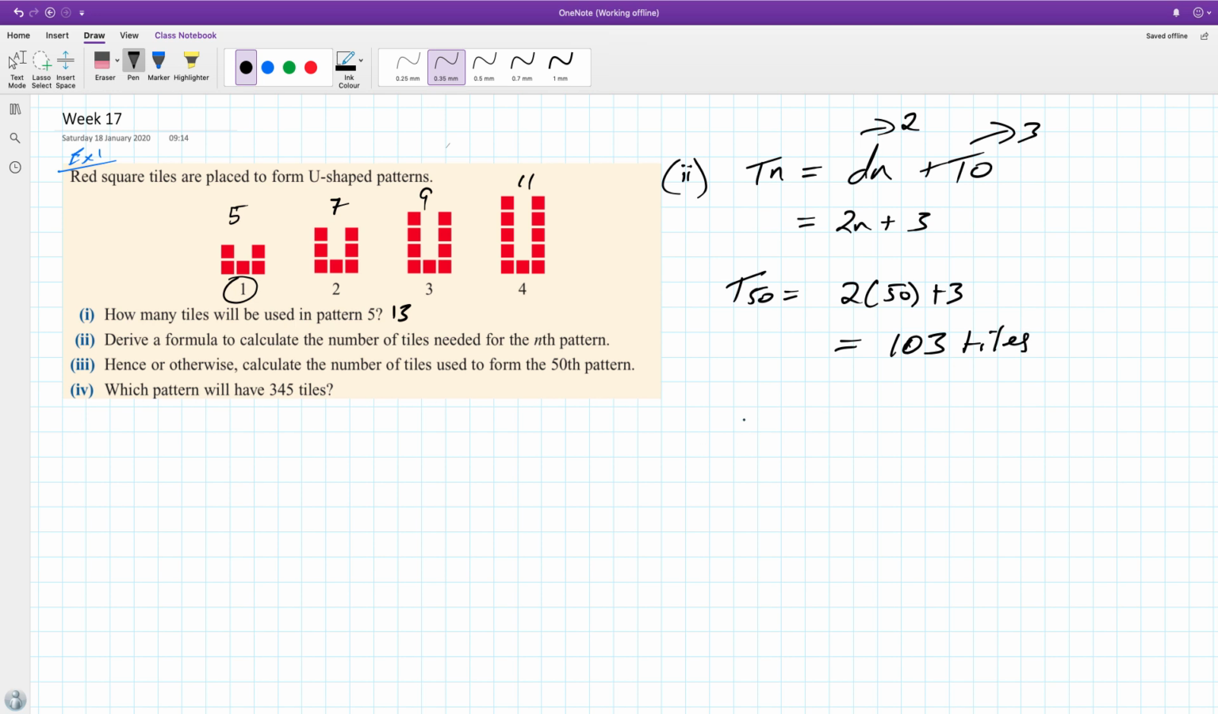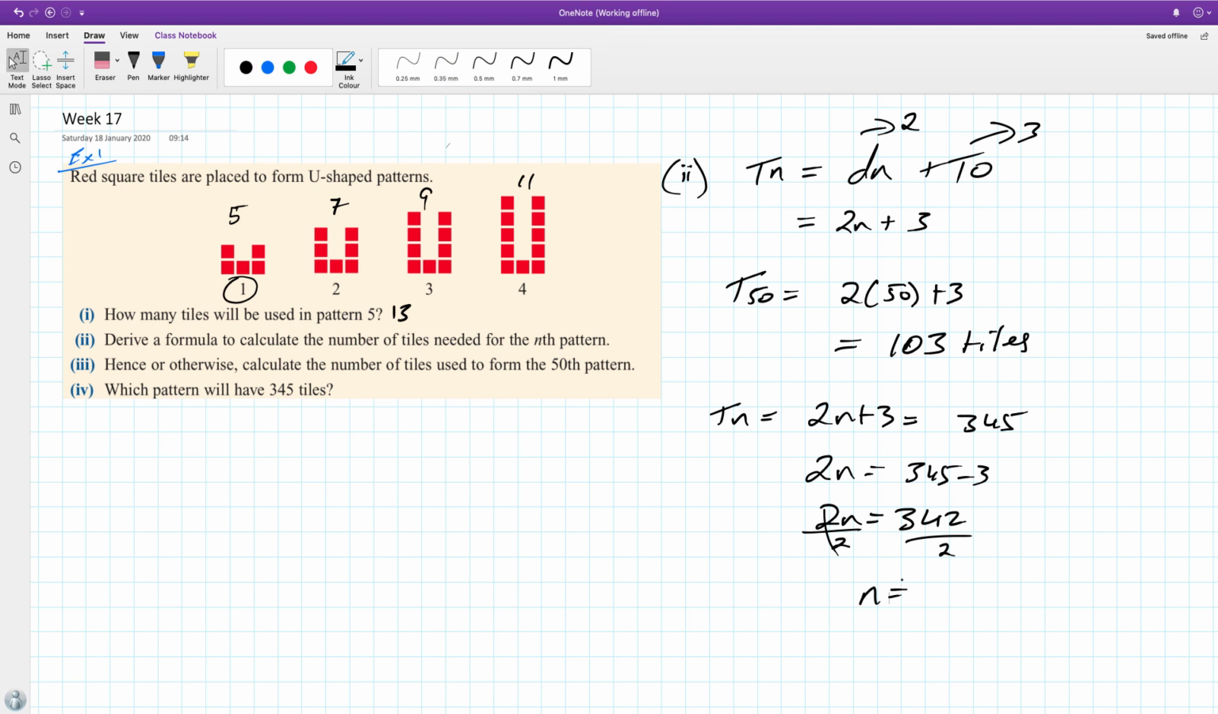And which pattern has 345 tiles? Tn is equal to 2n plus 3 is equal to 345. 2n is equal to 345 minus 3. 2n is equal to 342. Divide both sides by 2. n is equal to 342 divided by 2, which is 171. That means the 171st pattern has 345 tiles.